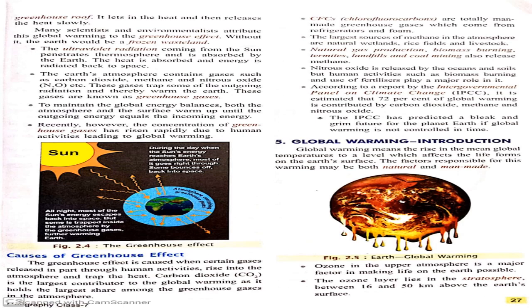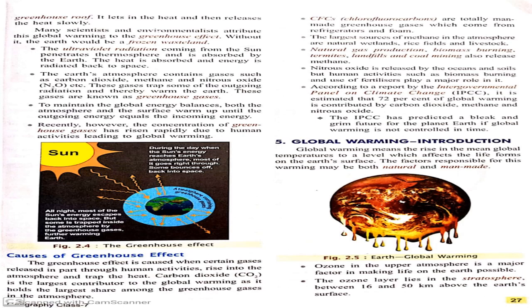Now, the ultraviolet radiation coming from the sun penetrates the thermosphere and is absorbed by the earth. The heat is absorbed and the energy is radiated back to space. We saw that the Earth's atmosphere lets in the heat and releases the heat slowly. From where is this heat actually generated? It is from the sun.